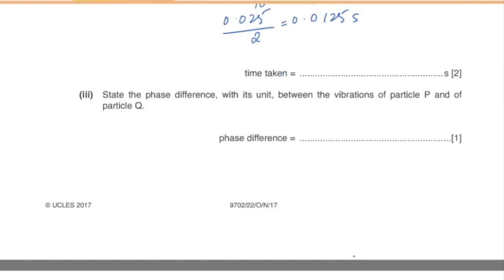So between particle P and particle Q, there is a node, which means that P and Q are out of phase and they have a phase difference of 180 degrees.